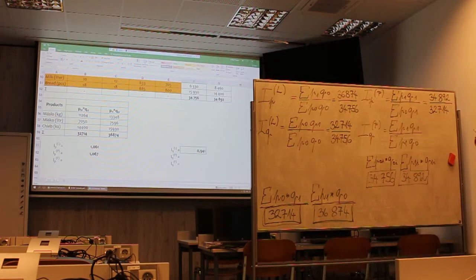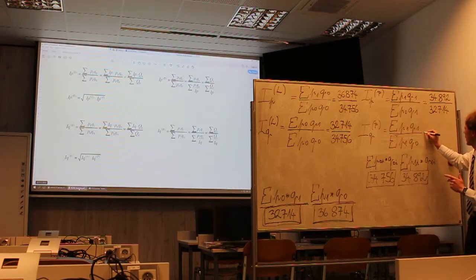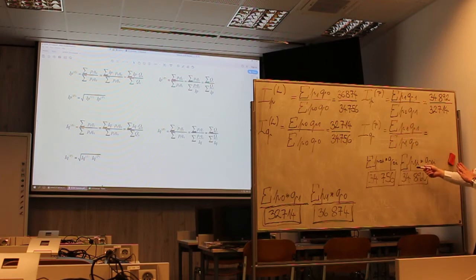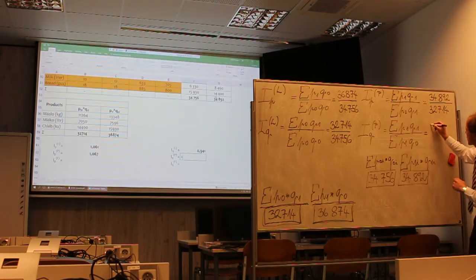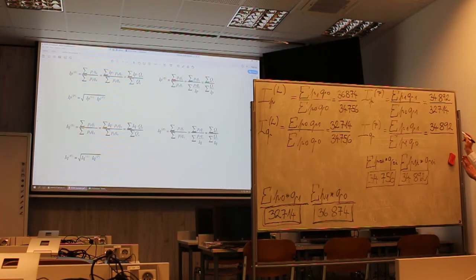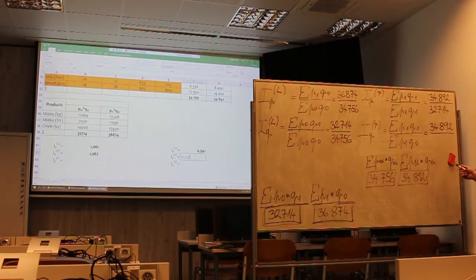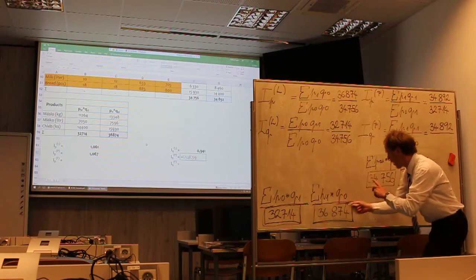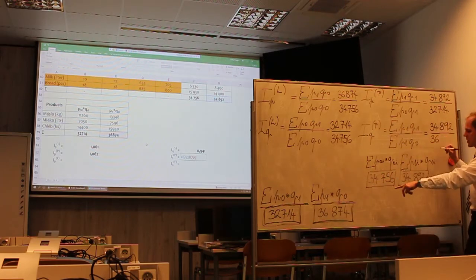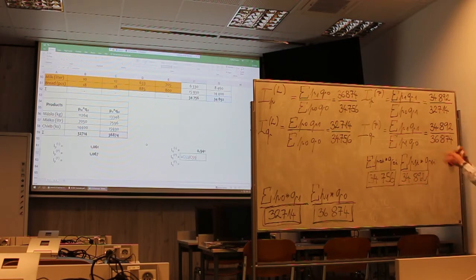34,756. And we will finish these calculations with the Paasche quantity index, summation P1 Q1. Where is summation P1 Q1? Here, 34,892 divided by summation P1 Q0. Where is P1 Q0? Here, 36,874. Yes.